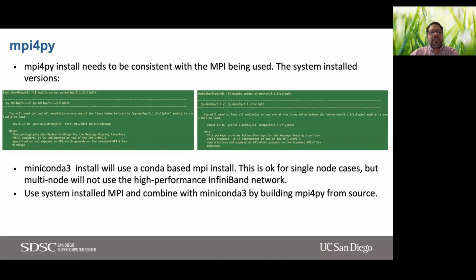So use the system installed versions if you can, but if you absolutely need to combine it with Miniconda, the one approach that has worked is to build MPI for Pi from source, but with the system MPI loaded, so that it doesn't automatically install MPICH. This is a little tricky.